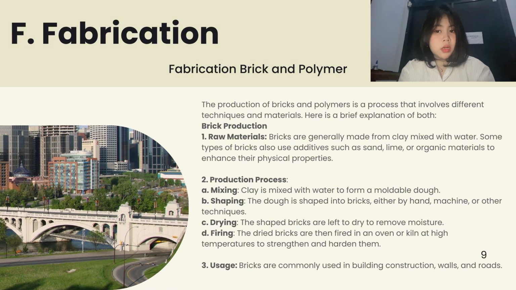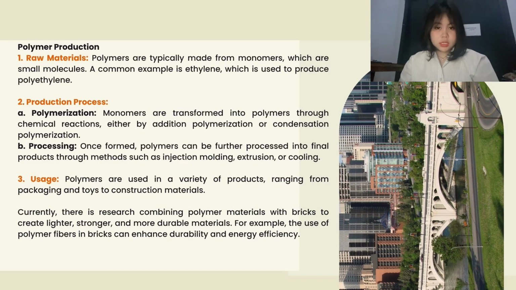Usage. Bricks are commonly used in building, construction, walls, and roads. The second one is polymer production. Raw materials. Polymers are typically made from monomers, which are small molecules. A common example is ethylene, which is used to produce polyethylene.